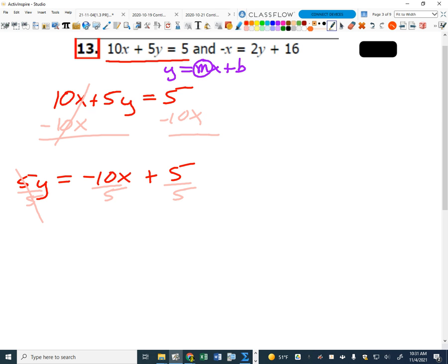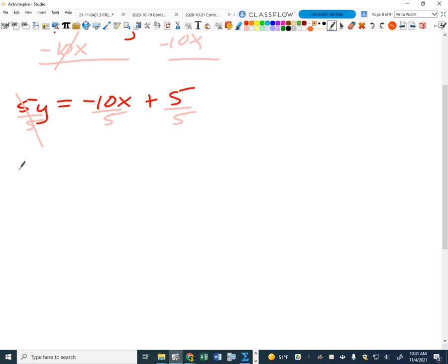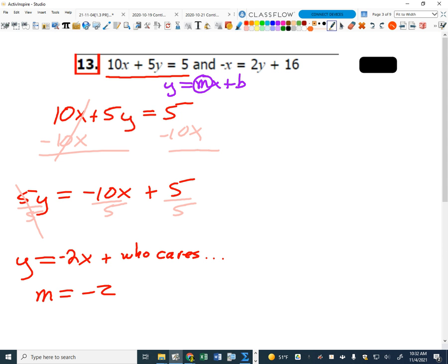So we get, now this is important, so everybody pay close attention because you're going to see something that's going to save you some work. I get negative 10 over 5 is negative 2x plus, who cares? I don't care, right? All we care about is the slope. So we really could stop here and we're good. Okay, everybody get the idea? Okay, so now we're going to deal with the other line.